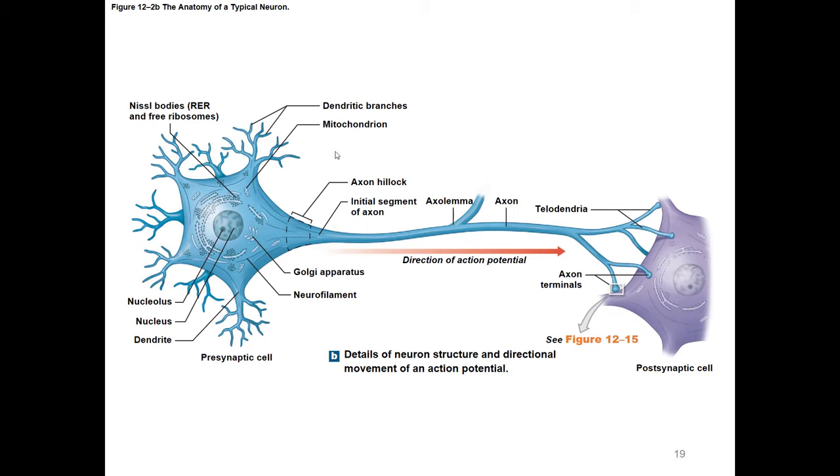So let's take a look at that. So this thickened area where the cell body kind of meshes into the axon, that is the axon hillock. To the right in this drawing of the axon hillock is the initial segment. So this is like where the axon actually begins, the initial segment. And the axon has a membrane called the axolemma. And remember, it is filled with cytoplasm called axoplasm.